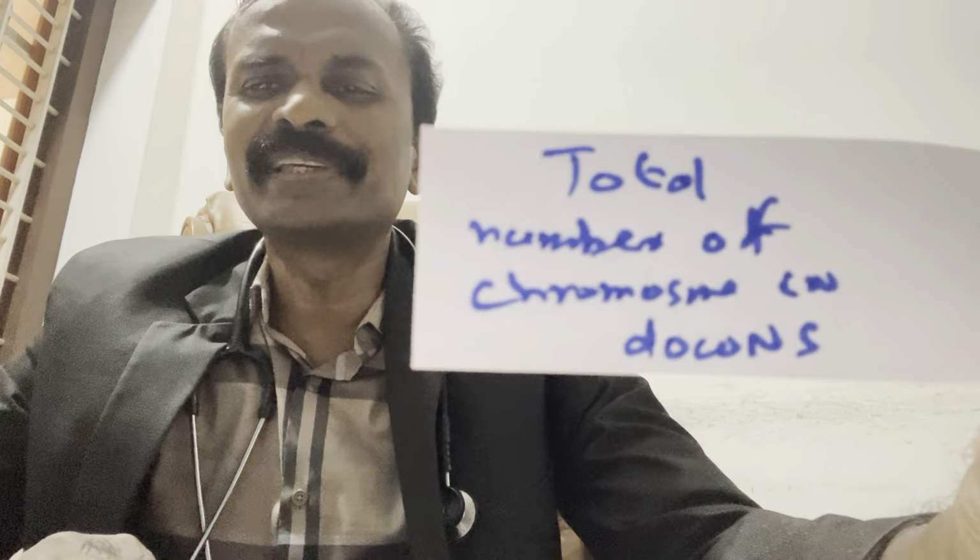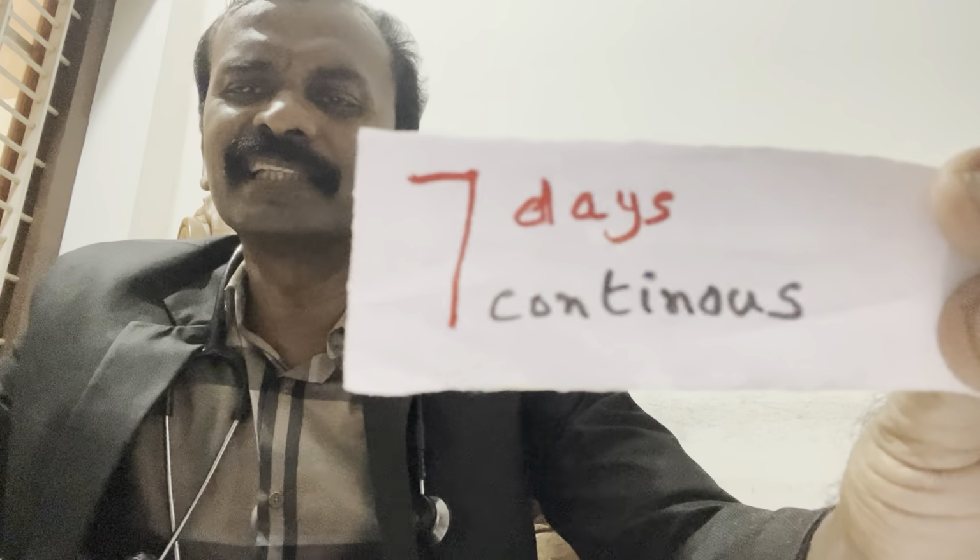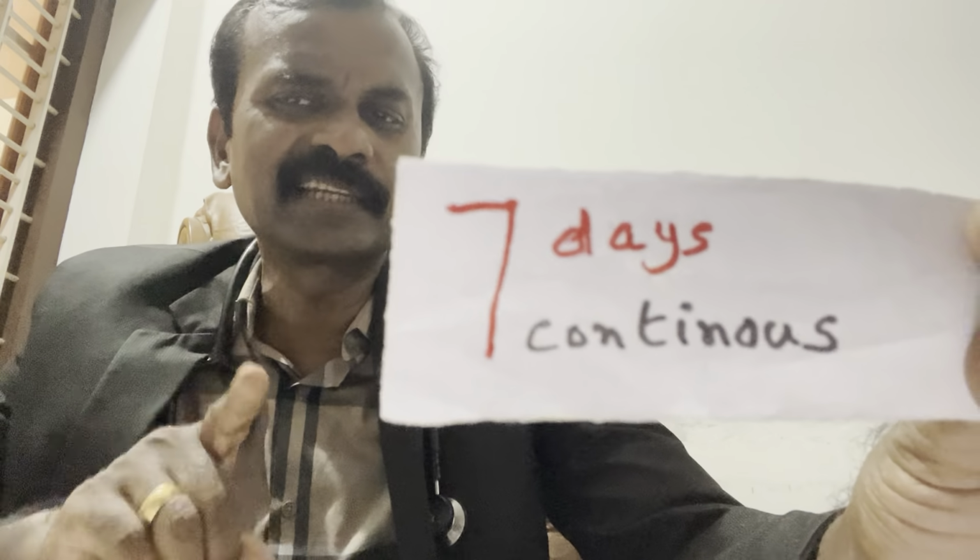This I told you right now. 47. What is the question? Total number of chromosomes in Downs. See, this you will remember only for 2 days maximum. You will not remember anything unless you practice this 7 days continuous recall technique. If you don't practice 7 days continuous recall, you are wasting your time.